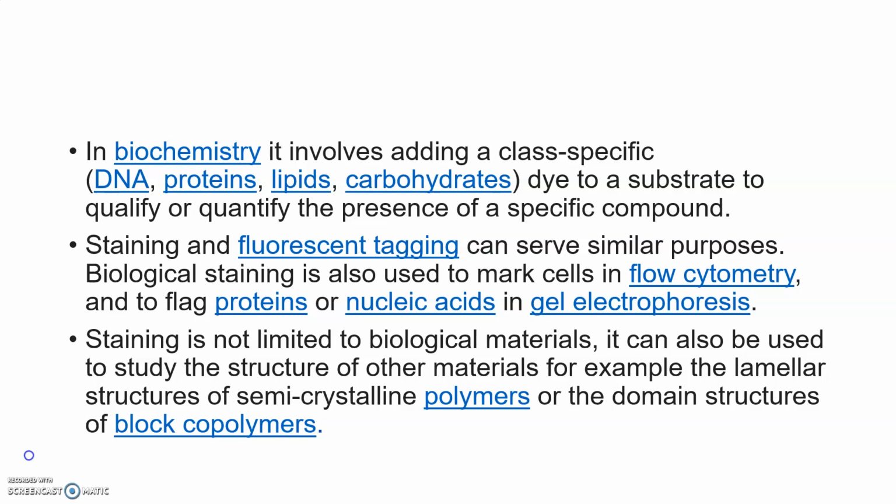Staining and fluorescent tagging can serve similar purposes. That is, biological staining is also used to mark cells in flow cytometry and to flag proteins or nucleic acids in gel electrophoresis. Staining is not limited to biological materials. It can also be used to study the structure of other materials, for example, the lamellar structure of semi-crystalline polymers or the domain structure of copolymers.